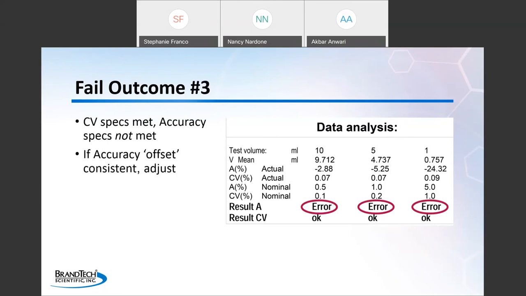Once that adjustment has been made, another calibration should be performed to confirm that the instrument was adjusted properly and is now meeting specifications. If, however, a calibration report showed an instrument didn't meet accuracy specifications at only one volume tested, that would be another situation where a retest would be recommended, much like the first scenario where all the data except a single CV wasn't within specification. Remember, an instrument should never be adjusted based on the data from one volume or one data point.